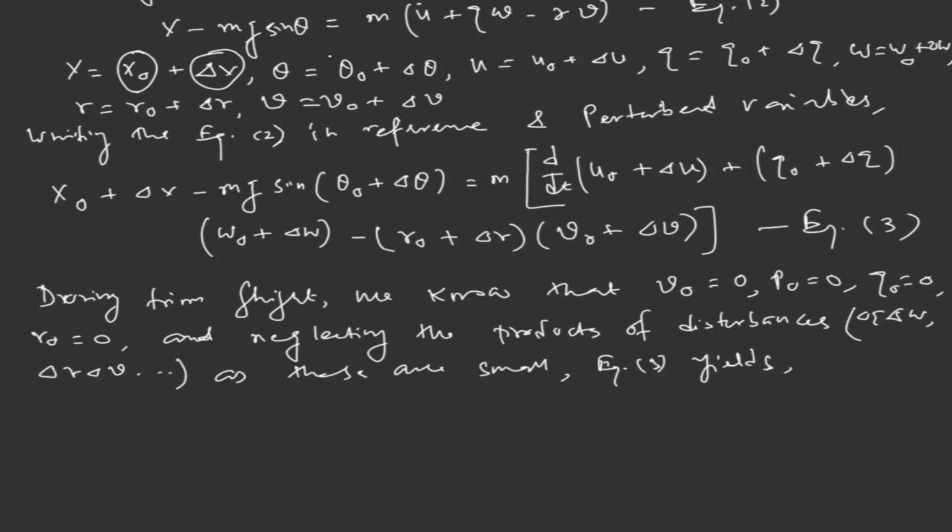So after introducing this condition in equation number, let me write equation number 3, it yields, we can write X naught plus del X minus mg sine of theta naught plus del theta equal to m u naught dot plus m del u dot plus m q naught w dot.